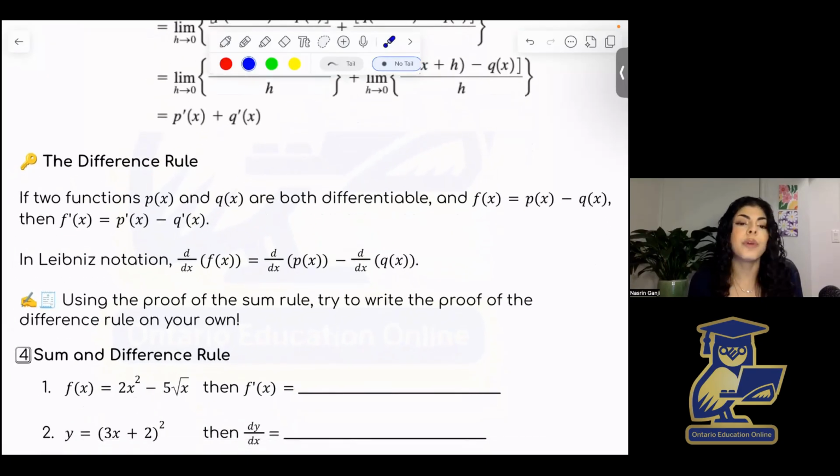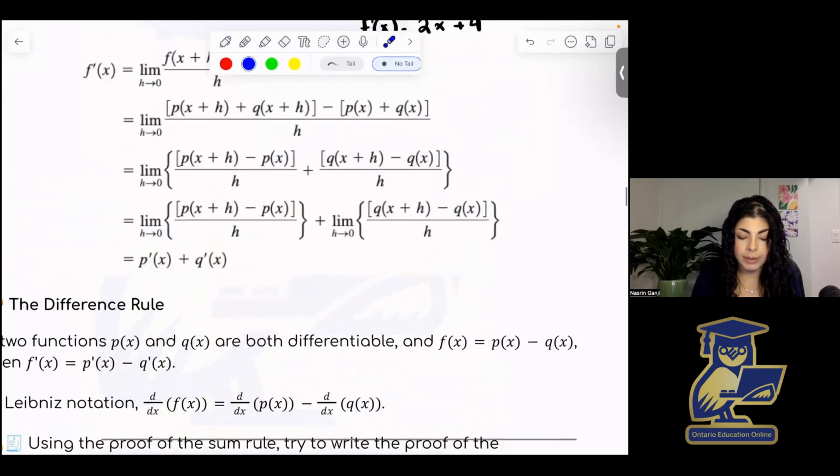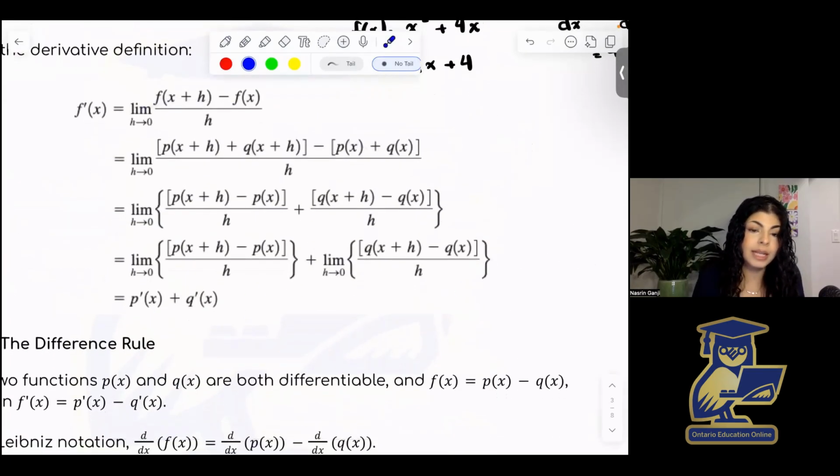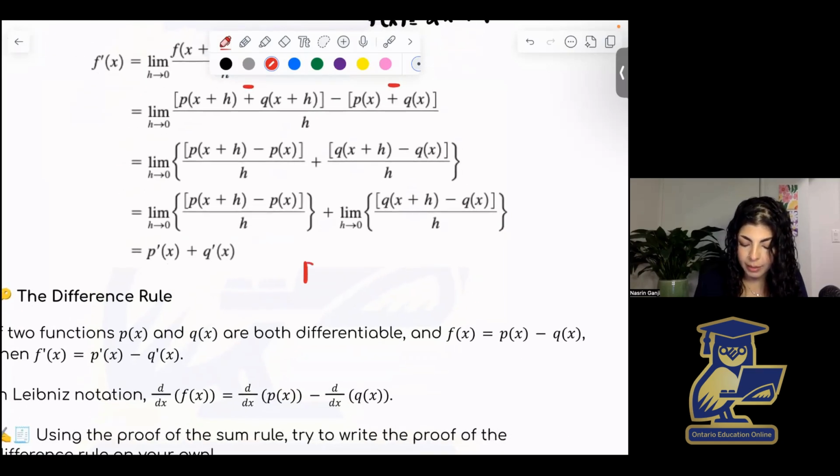Now, for the proof, I encourage you to try, especially because it's very similar to this. Now you just would have a difference, so instead of the addition. So here you would have a difference, and same here. And then you'll see how this distribution there will affect your final answer. And you should end up with p prime of x minus q prime of x.